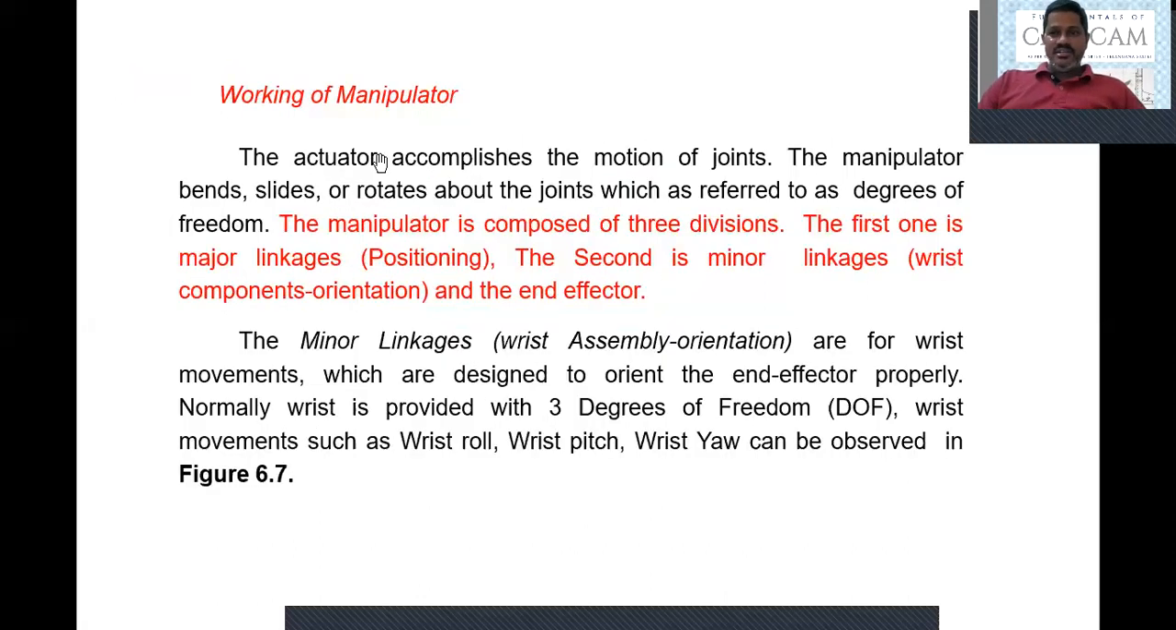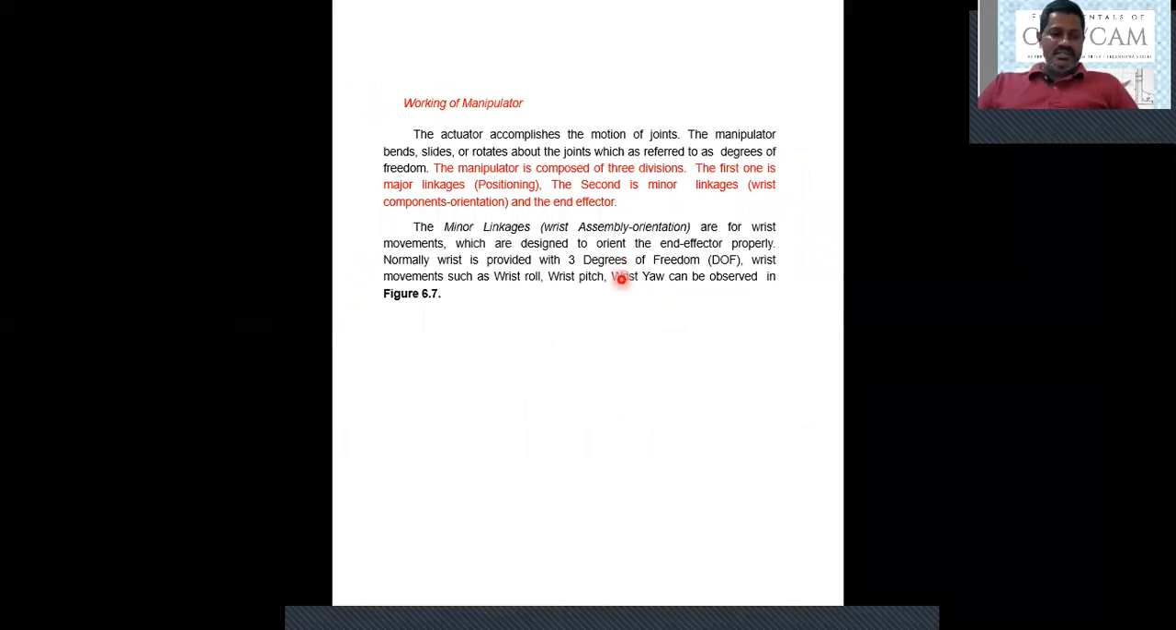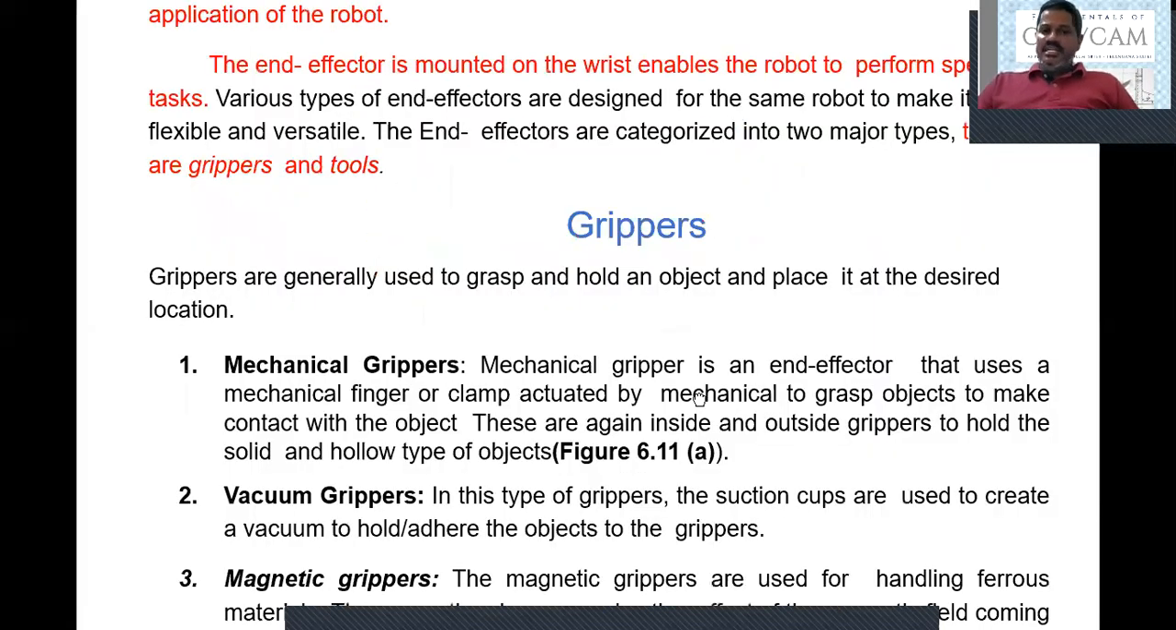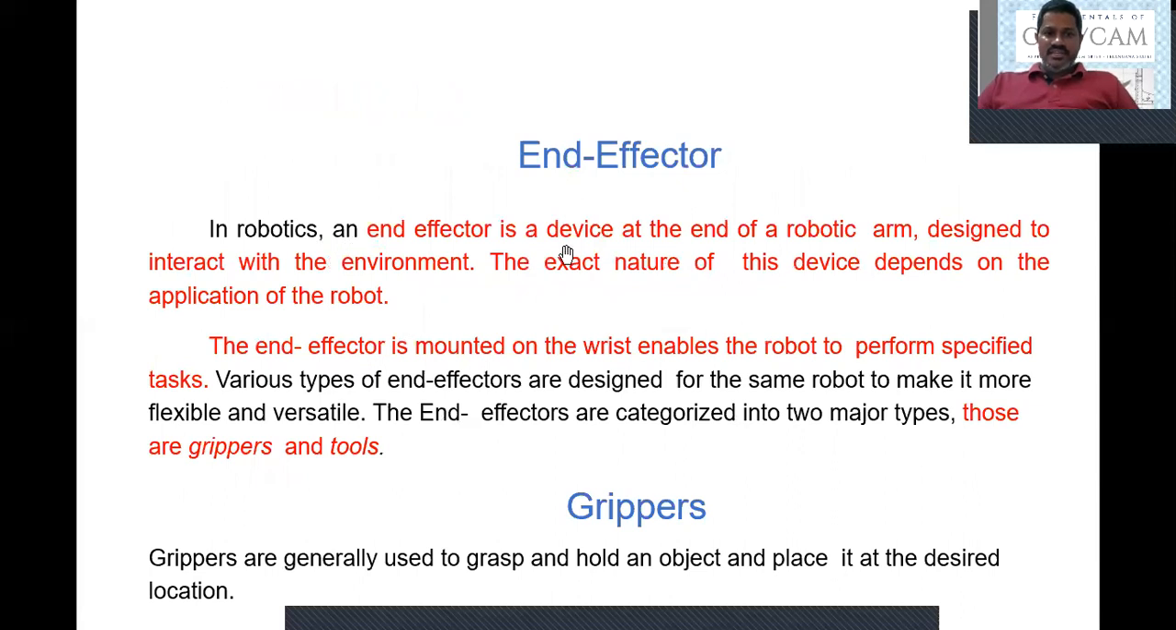As I said, the manipulator is going to receive the energy from the actuator, and that motion will be transmitted from one link to another link, and finally the motion will reach the end effector, which is exactly going to interact with the work environment. This is exactly the working of the manipulator. Then we will see the end effectors. In robots, an end effector is a device at the end of the robotic arm designed to interact with the environment.